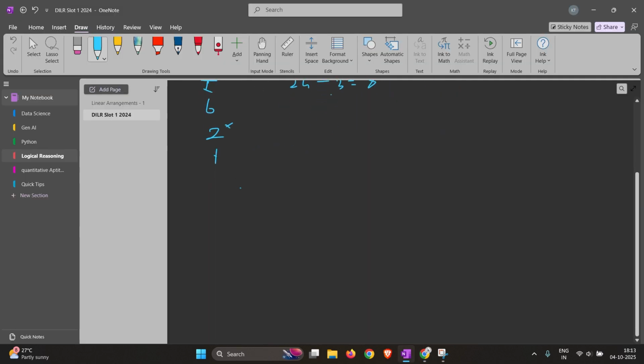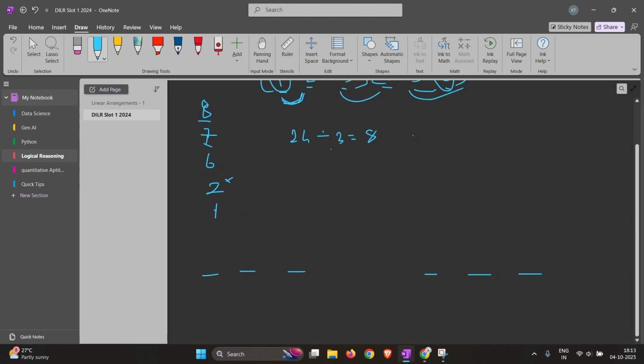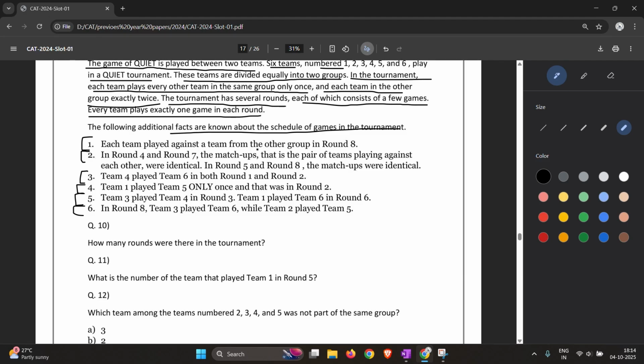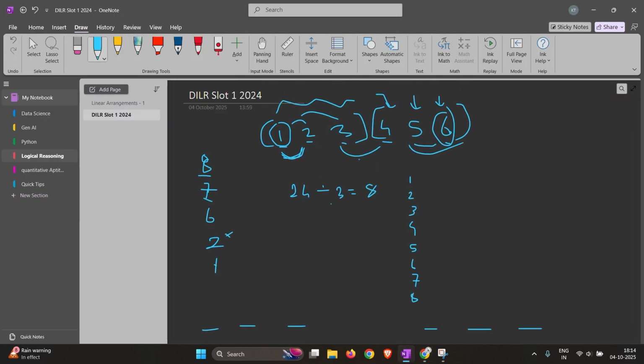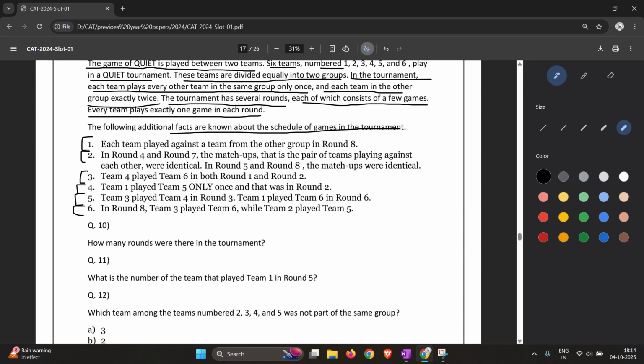So let's go ahead and create two teams. There will be three members here and three members here, and there are going to be 8 rounds. So let's also write them down. As we find out the facts about these rounds, we'll keep on filling in the information that we get. Each team played against a team from the other group in round 8. So in round 8, same team matches did not happen.